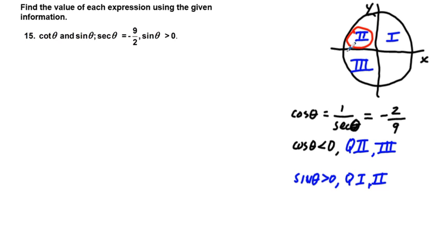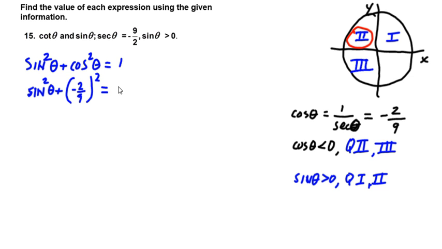So let's go ahead and work this out. To find sine theta, we already figured out what cosine theta is, didn't we? So we can take our trigonometric Pythagorean identity, sine squared theta plus cosine squared theta is equal to 1. And we're going to try to find out what sine theta is. So we're going to take this negative 2/9 squared, and that's going to be equal to 1.